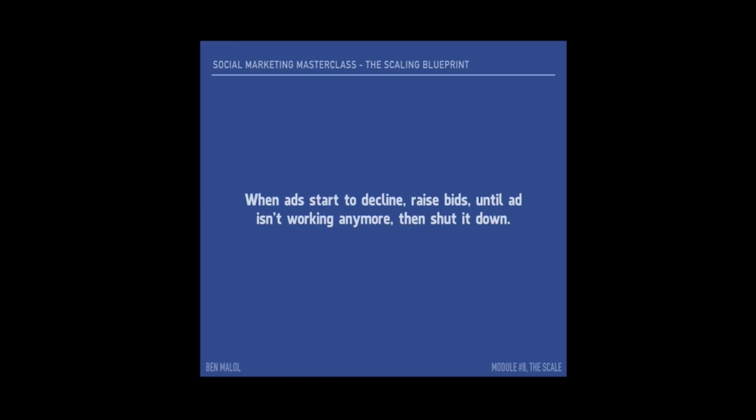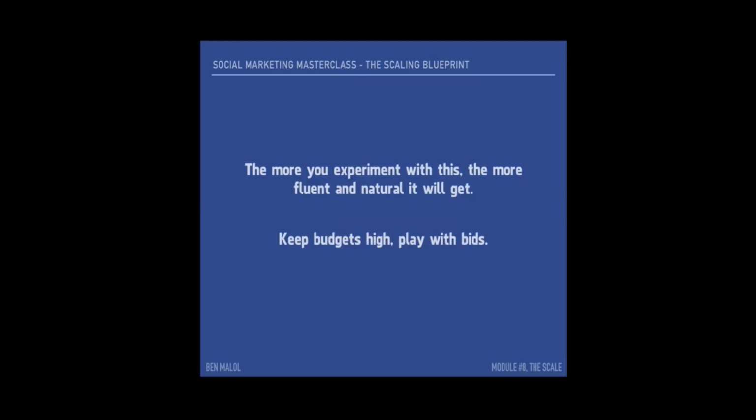So in this case you raise the bid, but you want to make sure that when you raise it you're still profitable. Usually when an ad declines, it's spending less and less money because it's finding it harder to find conversions at the bid you gave it. So you help it by increasing the bid a bit. You're going to lose some money because it has to find more expensive CPAs. You keep doing that until it's not profitable for you anymore, and then you just shut it down. The more you experiment with this, the more fluent and natural it will get.